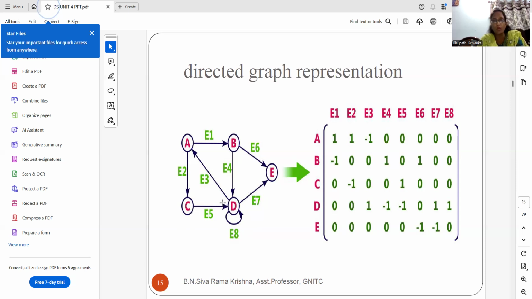E2 E1 is 0. E2 E2 is 0. E2 E3 is 0. E2 E4 is 0. E2 E5 is 0. E2 E6, it is incoming to E2. So it is -1.